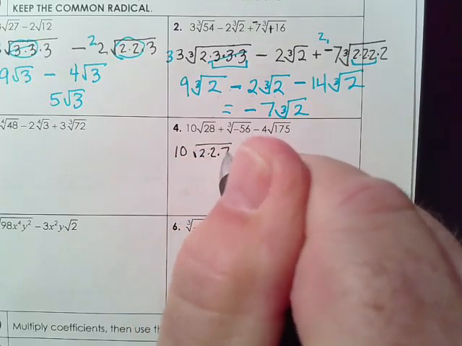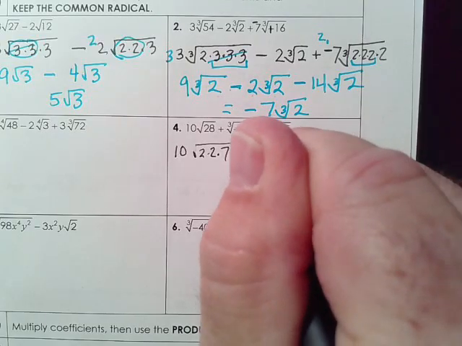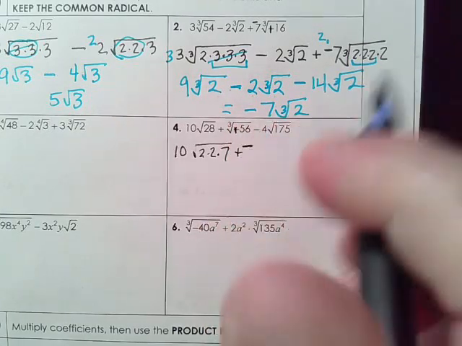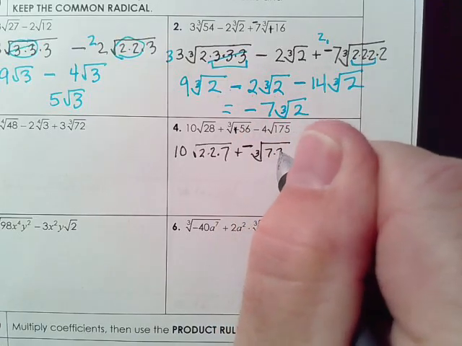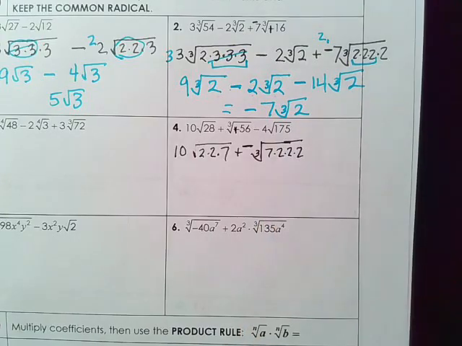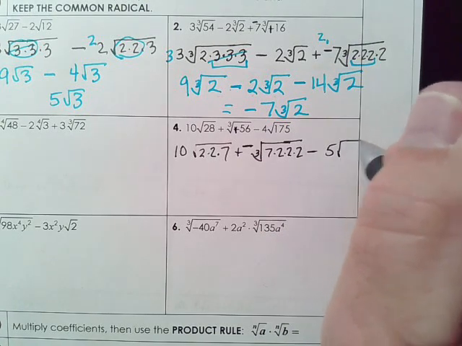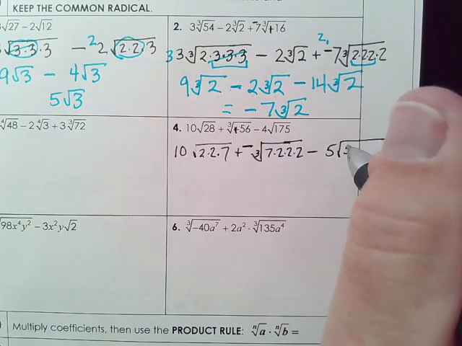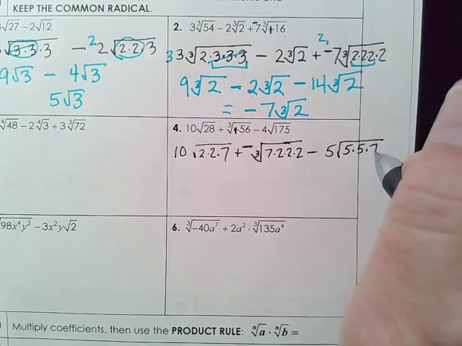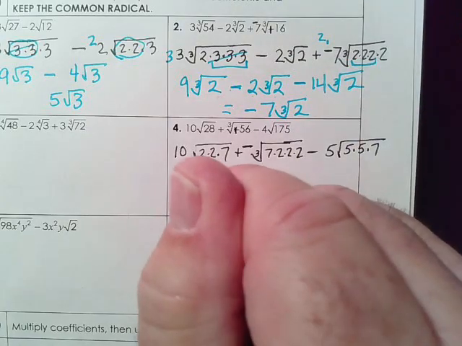I'm going to factor 28 on my factor tree. I'm going to take out this negative and factor 56 on my factor tree. And I'm going to factor 175. Let's see, that's 25 times 7. So, what's up with this? Well, we didn't simplify it all yet. Let's see what we end up with.